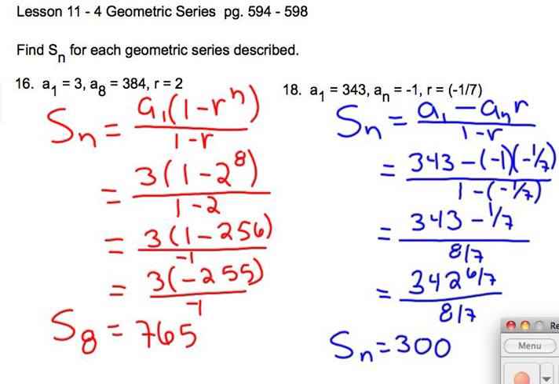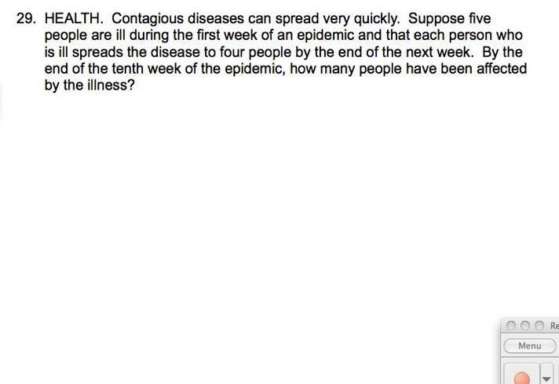All right, looking at the next problem. In a story problem, this one says, dealing with health, contagious diseases can spread very quickly. Suppose 5 people are ill during the first week of an epidemic, and that each person who is ill spreads the disease to 4 people by the end of the next week. By the end of the 10th week of the epidemic, how many people have been affected by the illness?